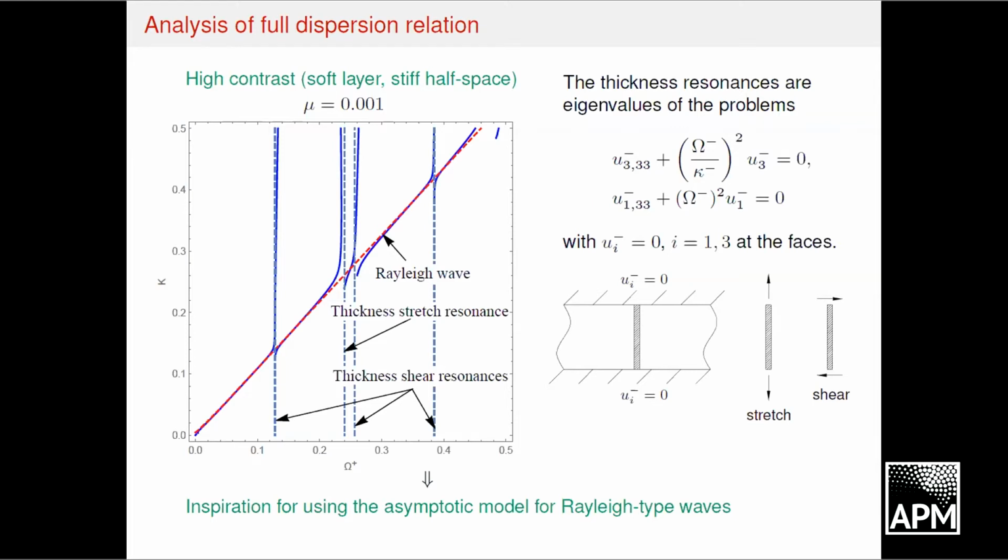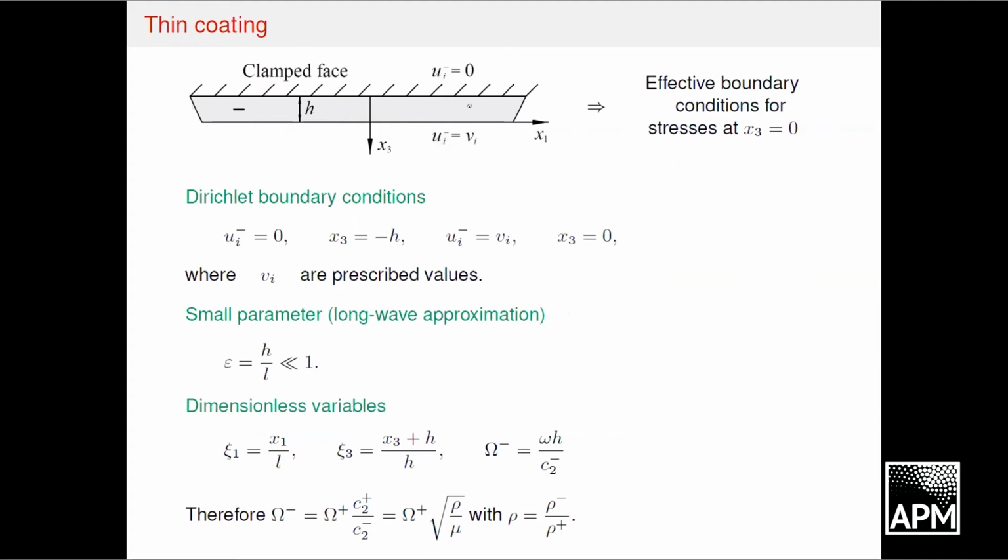But as for now, let us concentrate on these resonance frequencies and derive effective boundary conditions for this layer. Suppose that we have this thin coating, so we consider it separately now, with a clamped face and some prescribed displacements on the lower face. And what we aim for is to derive effective boundary conditions that would give us stresses on the interface that would summarize all the effect of this layer, right?